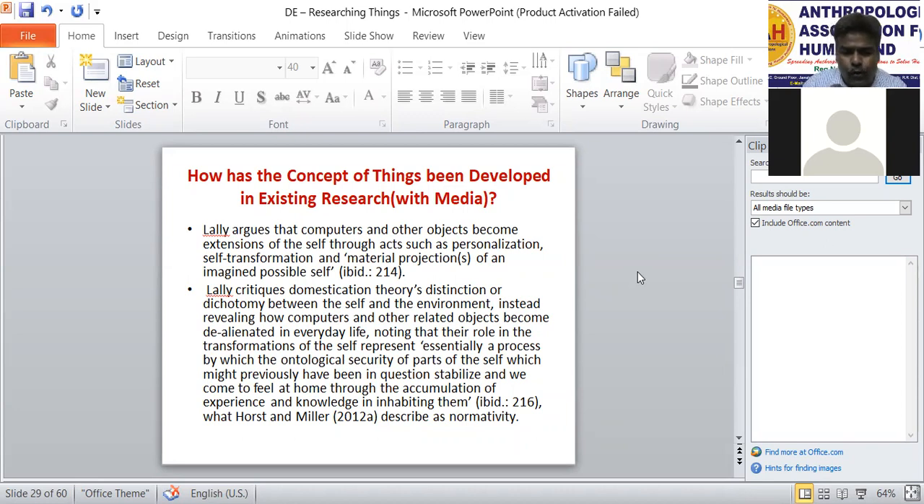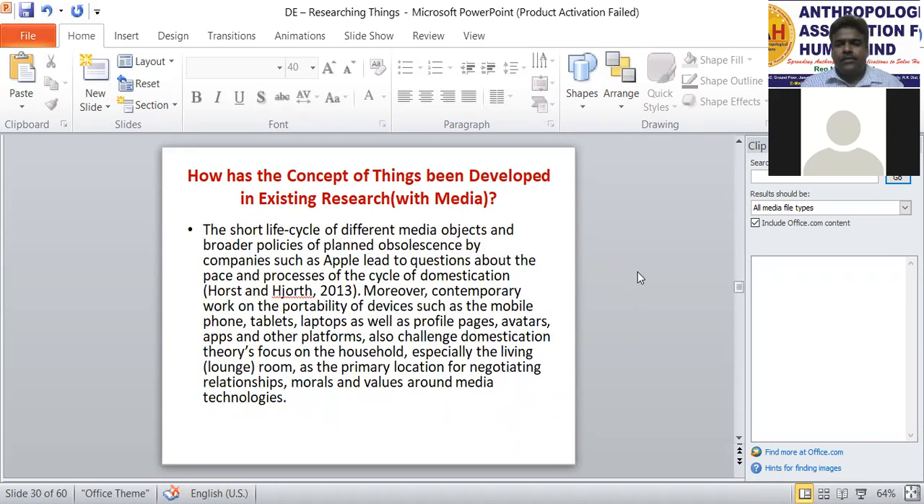What Hosen Miller describes as normativity. The short life cycle of different media objects and broader policies of planned obsolescence by companies such as Apple lead to questions about the pace and processes of the cycle of domestication, Horst and George.